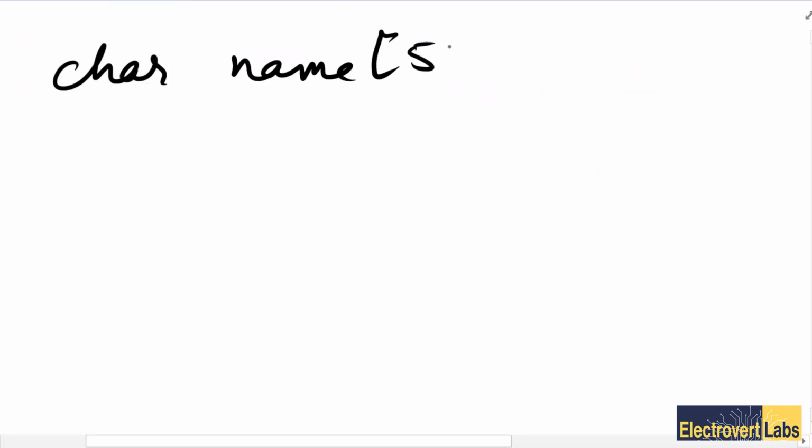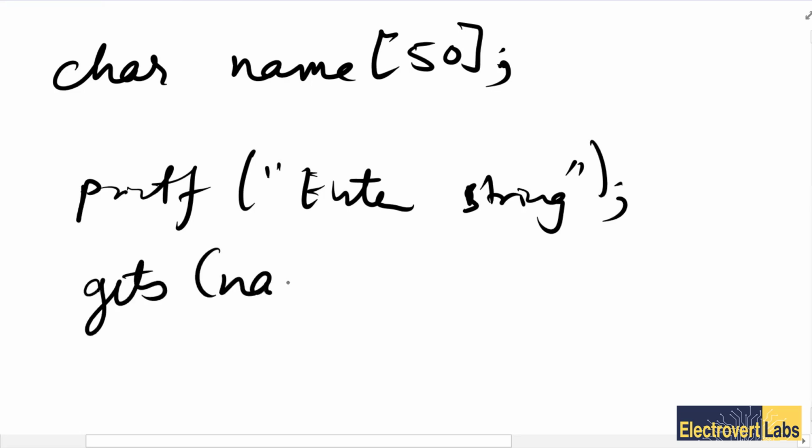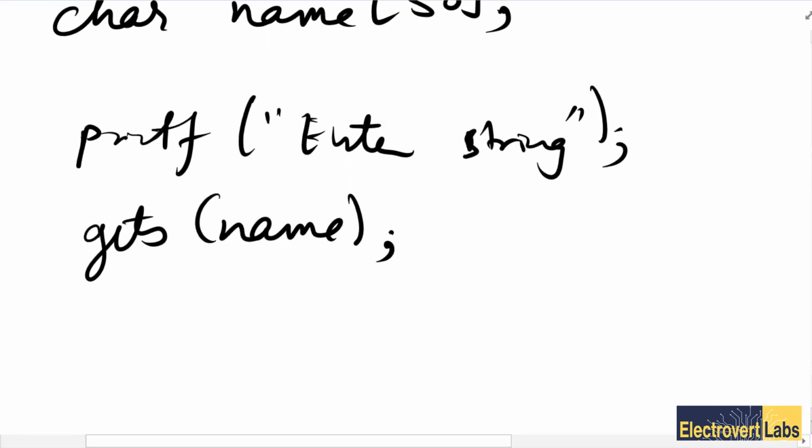Okay, we have to take the input from the user, so we just create a random string of any size. Then printf "Enter string." I'm just using the gets function to demonstrate that you can easily use it.